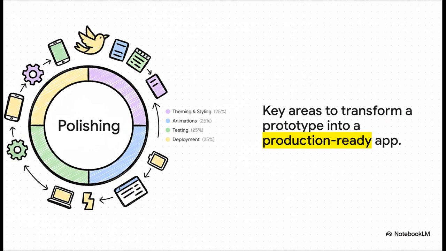Getting your app over the finish line really comes down to a few key areas. You want to apply consistent theming and styling to give it a professional, branded look. You'll probably add some slick animations to make the user experience feel really fluid and alive. Of course, you've got to write tests to make sure everything is reliable. And then, the final step, deploying your app for the whole world to see.